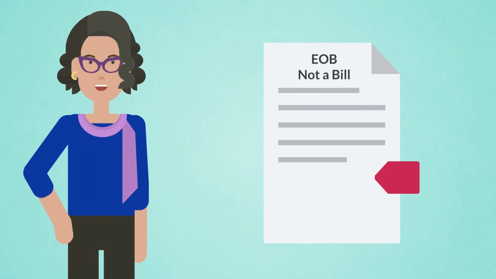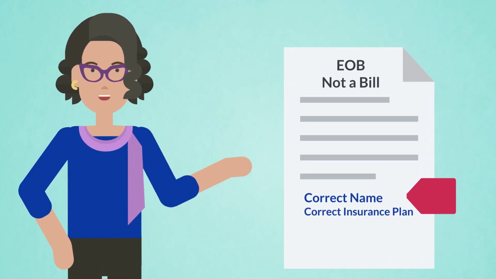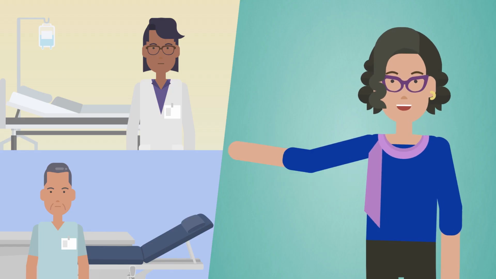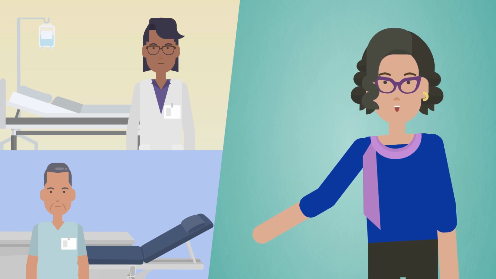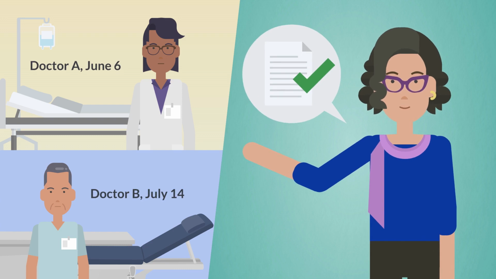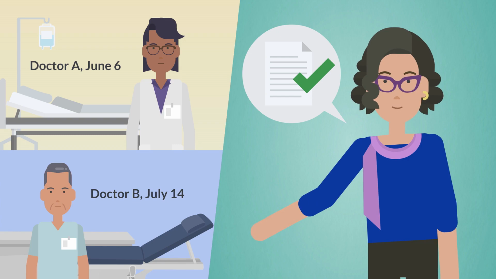When you get your EOB, you'll want to make sure your name and the insurance plan are correct, especially at the beginning of the year if you have made changes in coverage. Sometimes the EOB will contain information related to more than one provider visit or service. Verify that the provider listed for each claim is the one you saw on the dates of service shown.